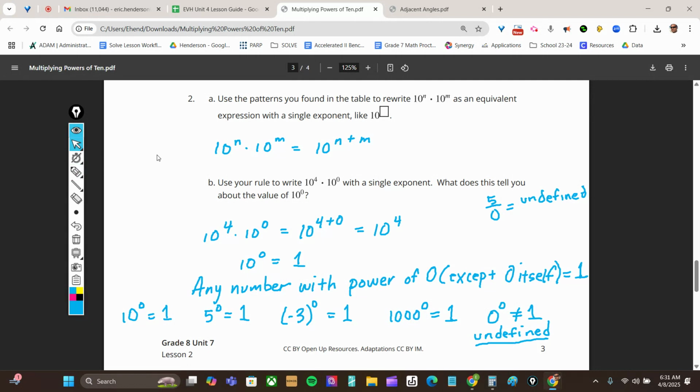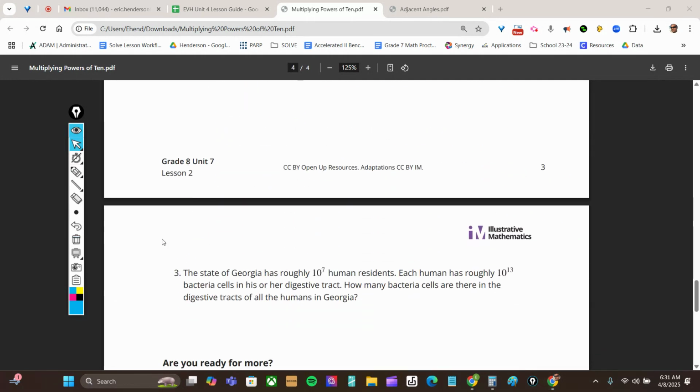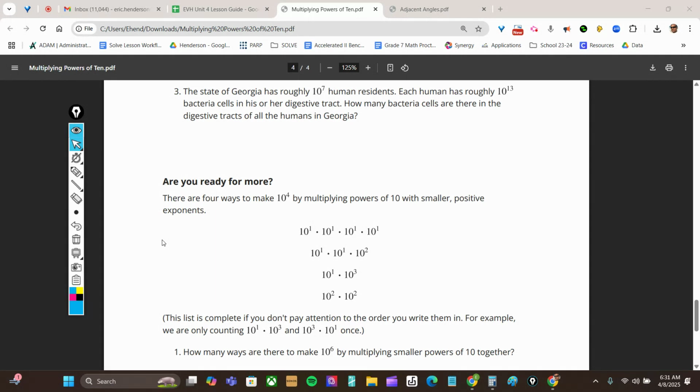Alright, go ahead and put that in your notes and make it neat, make it make sense to you, and keep it moving. Alright, moving on to the next.